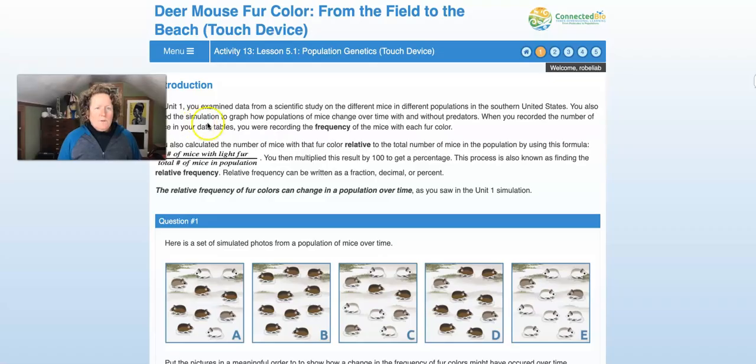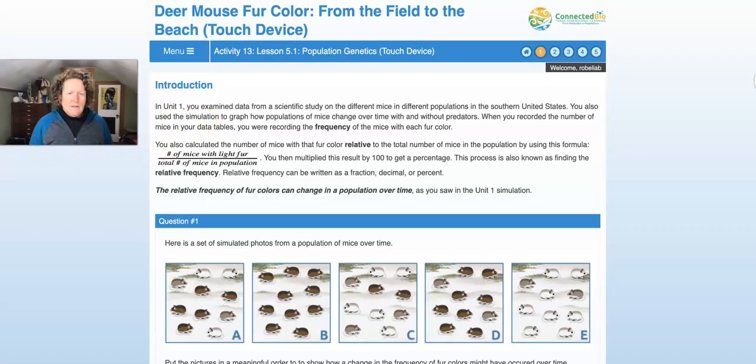So in Unit 1, you examined data from a scientific study on different mice in different populations in the southern United States. You also used a simulation to graph how populations of mice change over time with and without predators. Remember the hawks? When you recorded the number of mice in your data tables, you were recording the frequency of the mice with each fur color.